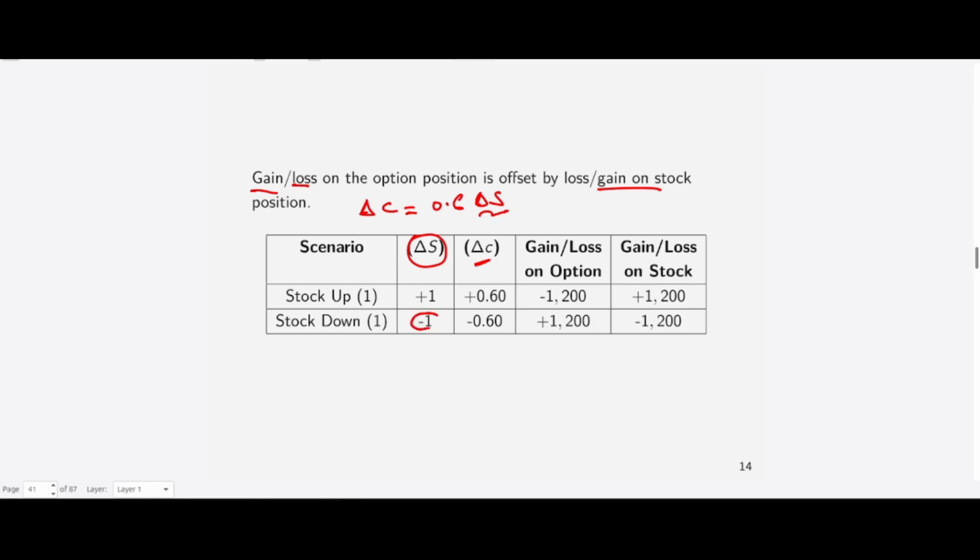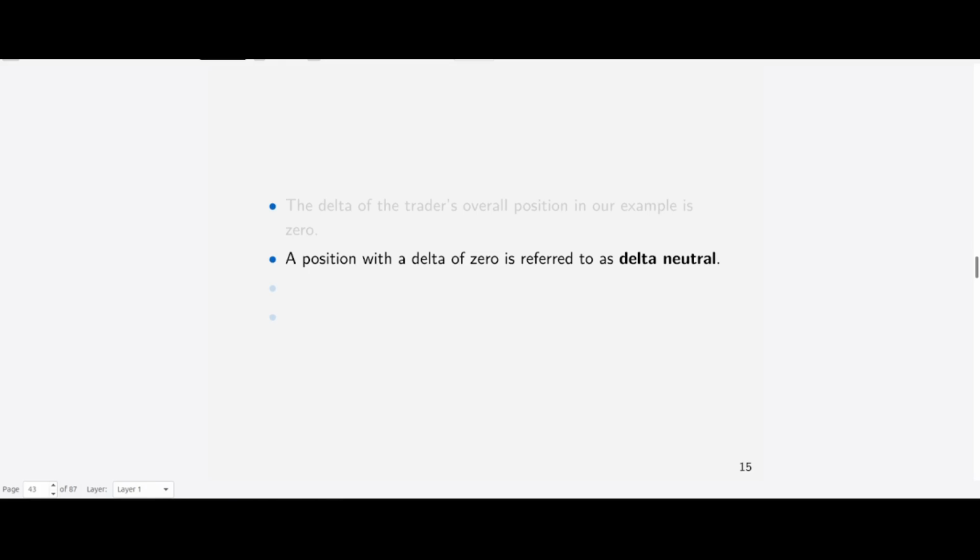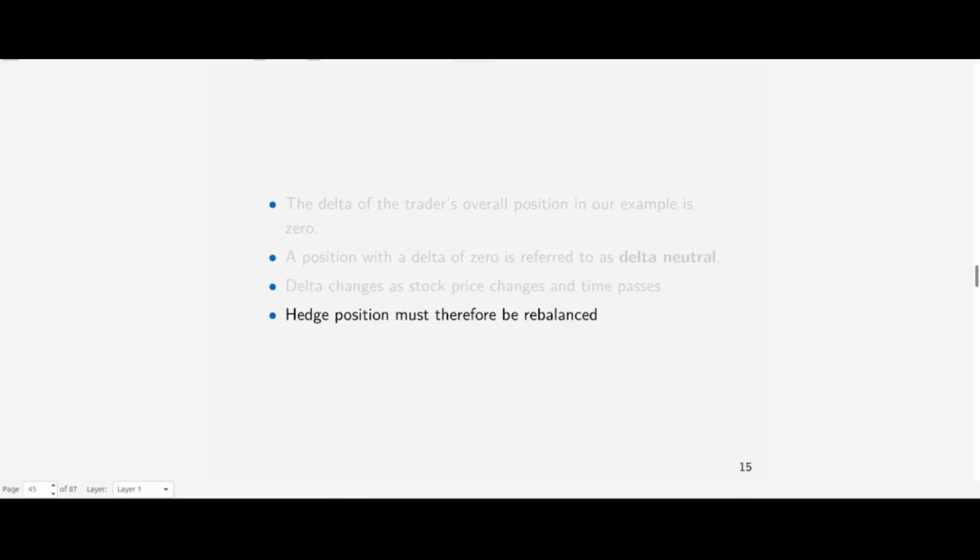Another way, if there is a decrease in stock price by -1, then there will be a decrease in the price of the option. Therefore, there is a gain in the option but a loss in the stock. That will cancel, giving us delta neutral. So the delta of the trader's overall position in our example is 0. A position with delta 0 is referred to as delta neutral, right? And delta changes as the stock price changes and time passes. The hedge position must therefore be rebalanced, right?